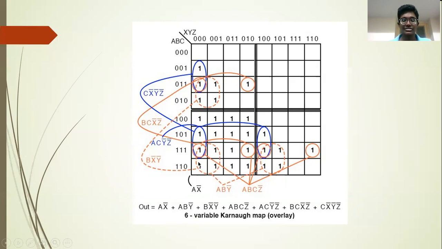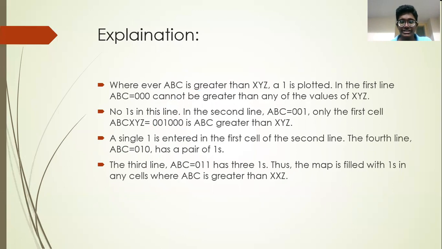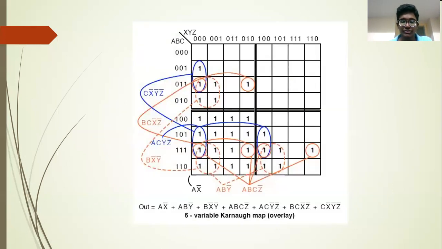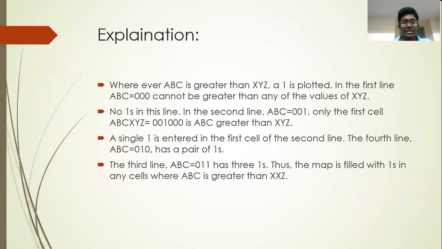Now the whole expression for this map will be AX bar plus ABY bar plus BX bar Y bar plus ABC Z bar plus ACY bar Z bar plus BCX bar Z bar plus CX bar Y bar Z bar. 6-variable Karnaugh map overlay. Now the explanation for the Karnaugh maps is over here.